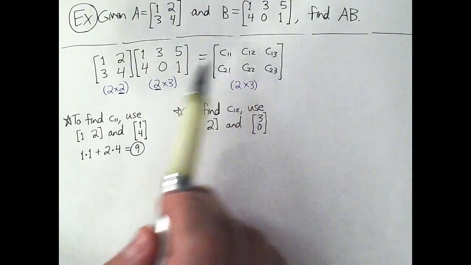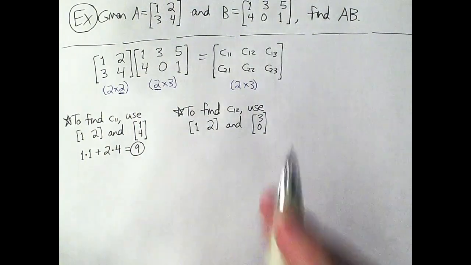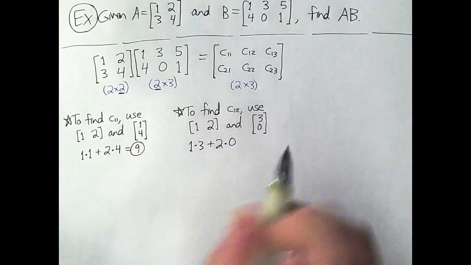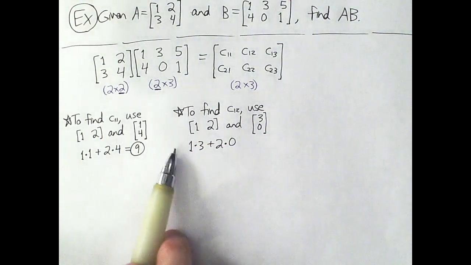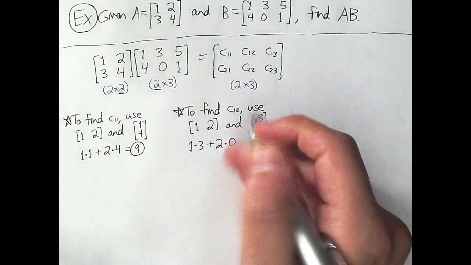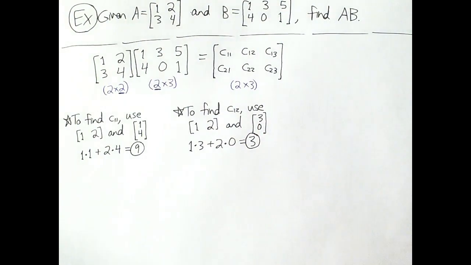I don't want to circle them because then we have 6 of these things to do, and we're going to wind up with a mess of lots of circles. Anyway, 1 times 3 plus 2 times 0. You see where those numbers came from? The 1 and the 2 came from A, and the 3 and the 0 came from B. So this gets us 3, and that's going to be C12.